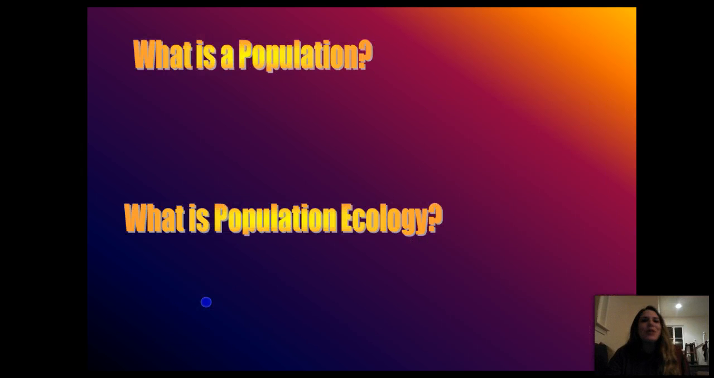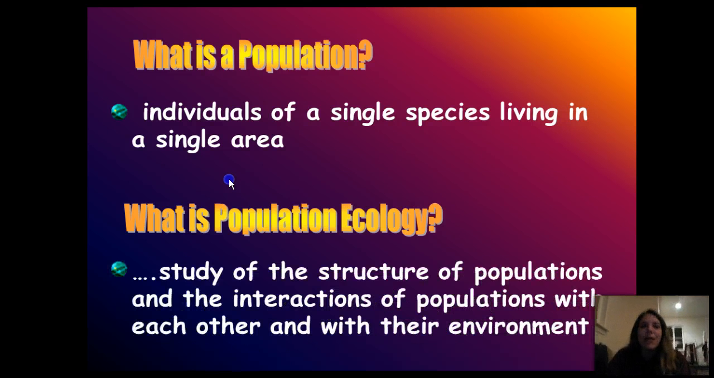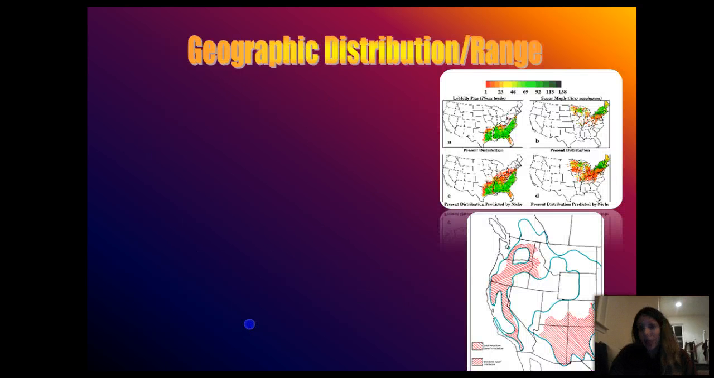It's so cool. So again, just to recap, what is a population? A population is a group of individuals of a single species living in a single area. And a population ecologist, or the field of population ecology, is where you study the structure of those populations and how those populations interact with each other and with their environment, their non-living and living environment.